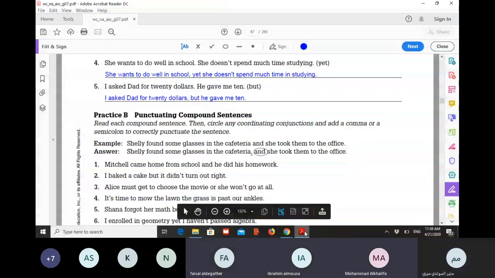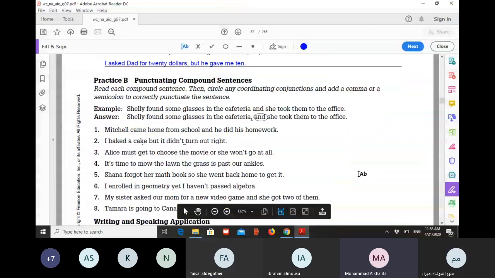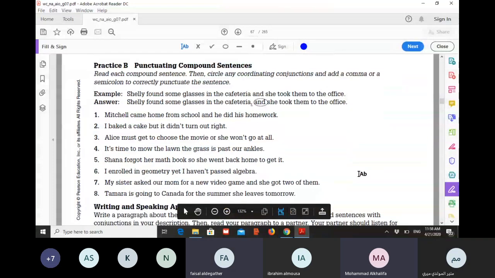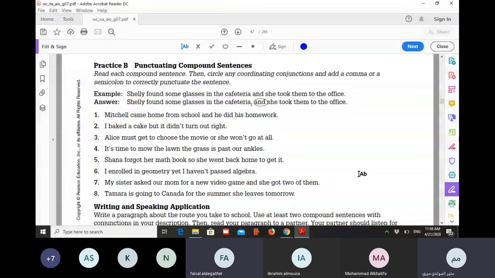Practice B, punctuation compound sentence. Read each compound sentence, then circle any coordinating conjunction and add a comma or a semicolon to correctly punctuate the sentence. Example, Shelly found some glasses in the cafeteria and she took them to the office. So here you are going to circle any coordinating conjunction and you add a comma or a semicolon to correctly punctuate the sentence.